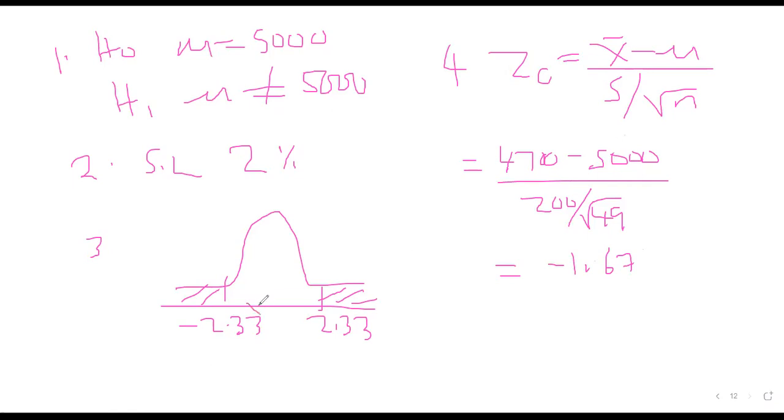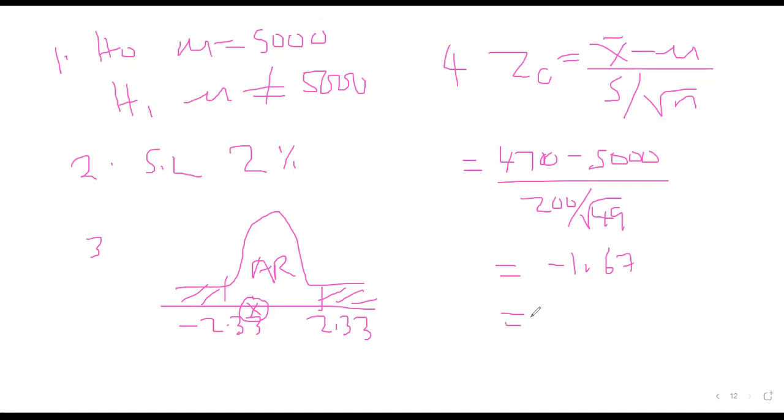It is inside here. So we fail to reject the hypothesis. We don't have sufficient data to dispute the fact. The person who's saying that they get 5,000 is close to the truth, because 5,000 and 4,700 are within the same range. So we accept, because this is the accept region, that the civil servants get 5,000.